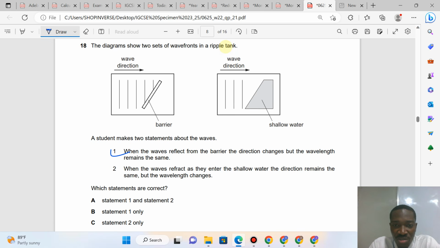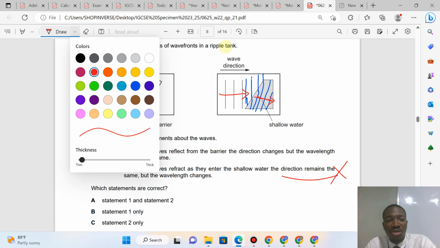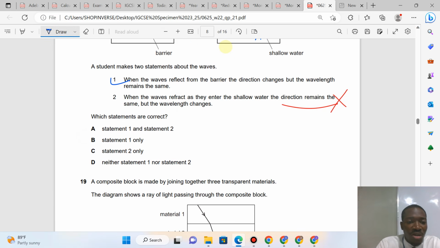During the refraction of waves, you see these waves that are coming in, after hitting this barrier, they change direction to this way. So the direction of the wave becomes changed. Initially, the waves were moving in this direction, but after hitting the barrier, they all start moving in this changed direction. Hence, the direction of the wave does not remain the same. Hence, this one is wrong. Okay, so only number one is correct, which is option B, statement one only.